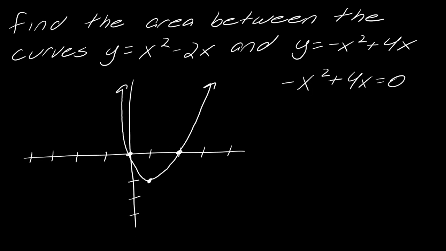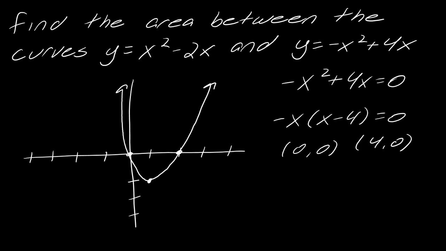So once again, I'm going to just set that function equal to 0. I'm going to factor out the negative x, and so I get the points 0, 0, and 4, 0. So I can go ahead and plot those points here. So I've plotted those in blue. I'll plot the second function in blue.